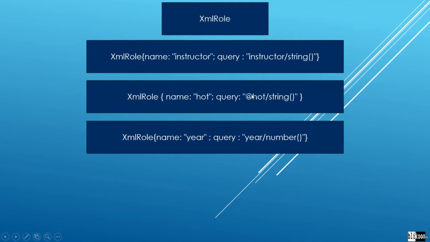If you want to read an attribute, you pass in the @ symbol here, and you also specify the data type that you want to read this as, and it is the same for the year. We want to read this as a number. Now we want to go to Qt Creator, create a project, and play with it.